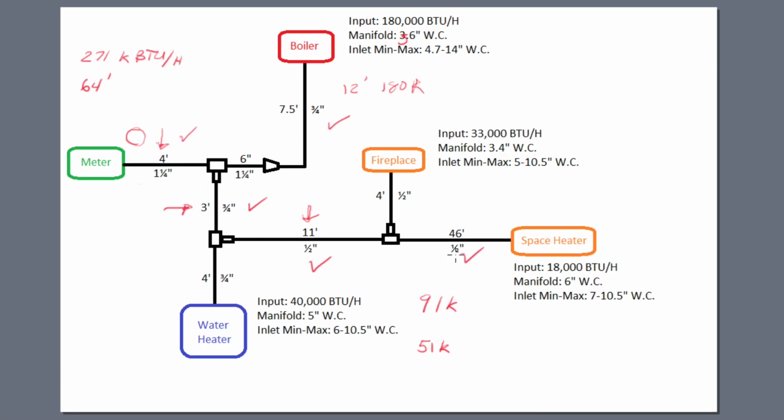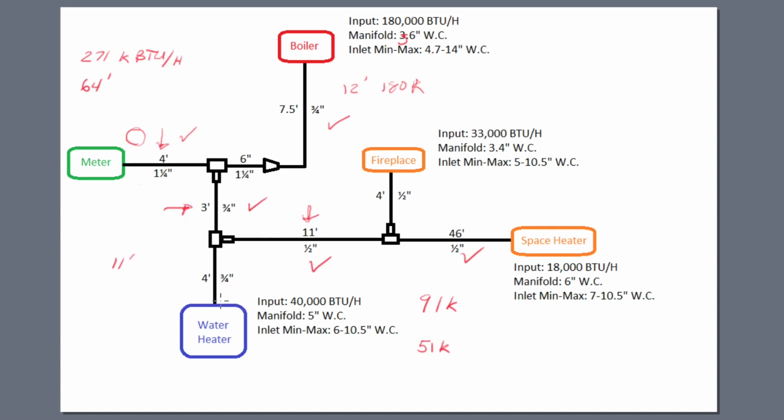Now that we've settled the branches, we have to look at the drops. The only branch with drops is branch 2. The drops are the water heater and the fireplace. So for this drop, we just need to calculate the distance to the water heater. In this case, 4 plus 3 plus another 4, that's 11 feet. So we have 11 feet to travel.